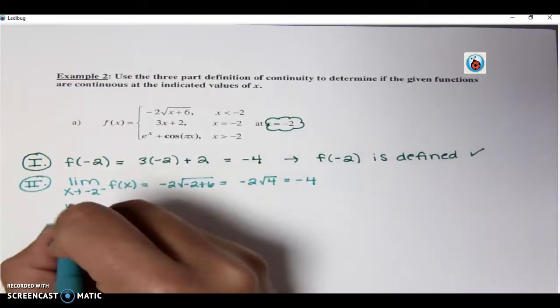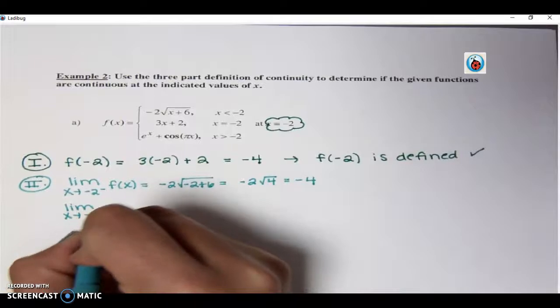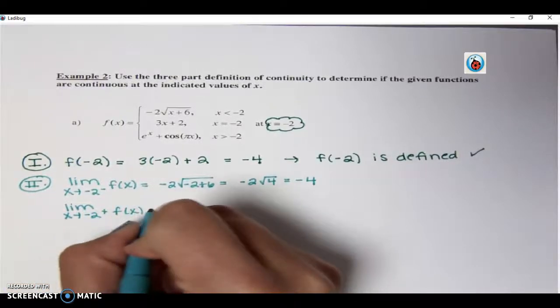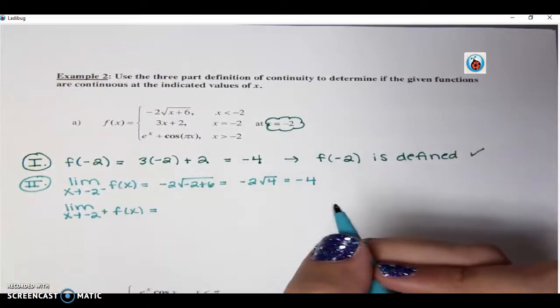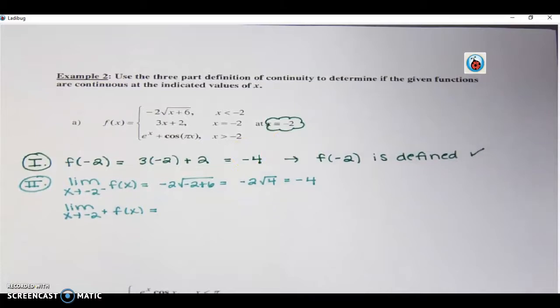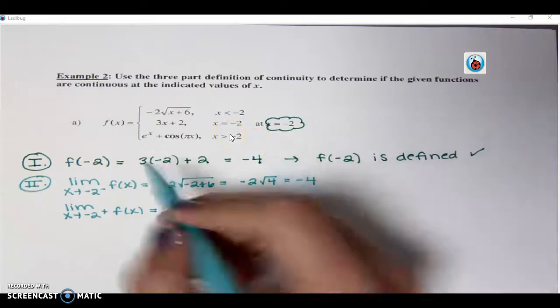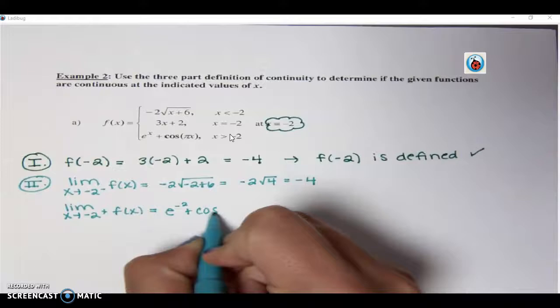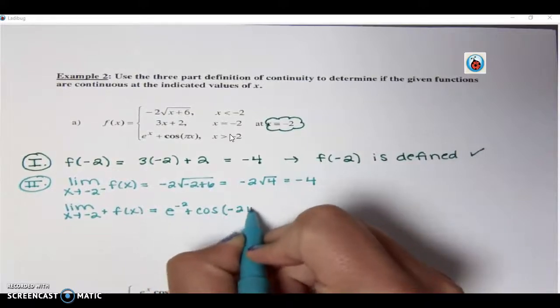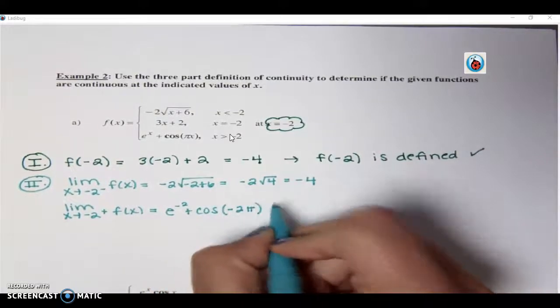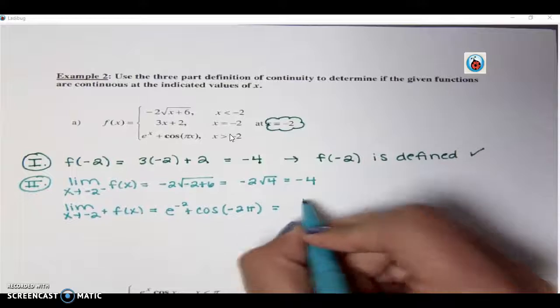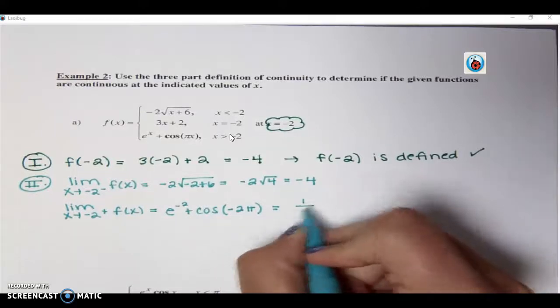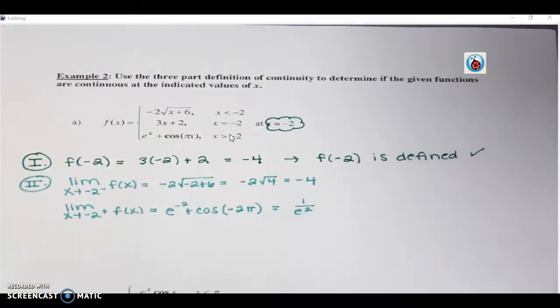And then we're going to do the right side of the limit. So for the right side of the limit, we're going to use the right side where it says x is greater than -2. We're going to use this bottom equation. Okay, so that's going to give us e to the -2. You can just rewrite that as 1 over e squared. That's really all you can do to that.